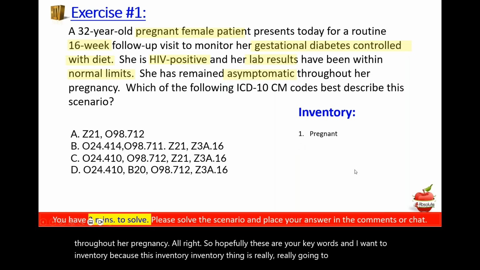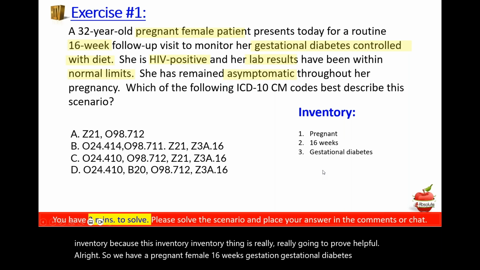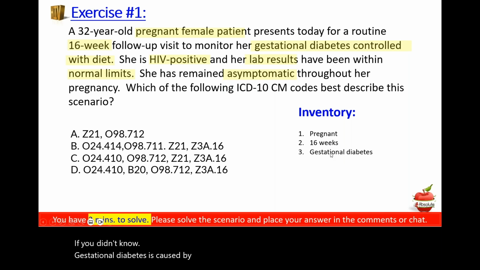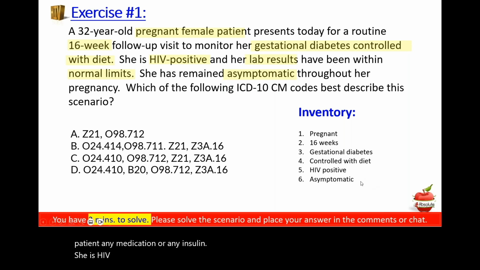All right, so hopefully these are your keywords, and I want to inventory because this inventory thing is really going to prove helpful. We have a pregnant female, 16 weeks gestation, gestational diabetes. If you didn't know, gestational diabetes is caused by the pregnancy. Just thought I would tell you that. And this gestational diabetes is controlled with diet. That means they're not giving this patient any medication or any insulin. She is HIV positive, but she's also asymptomatic.